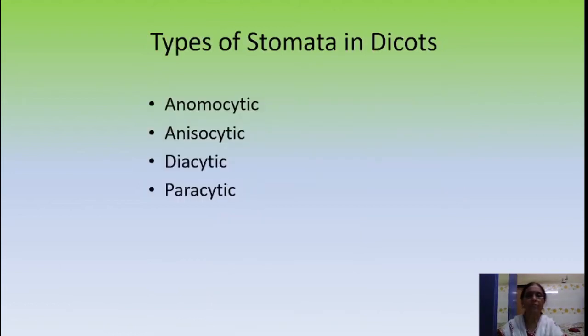Let us study types of stomata in dicots. There are basically four types of stomata: anomocytic, anisocytic, diacytic, and paracytic. The classification is based on the type of subsidiary cells.